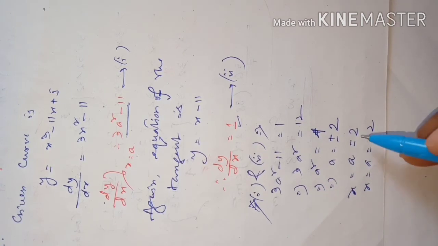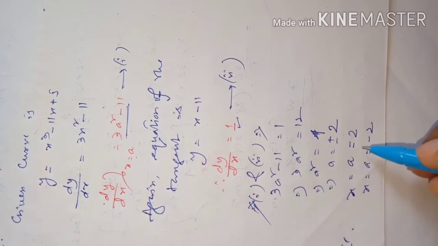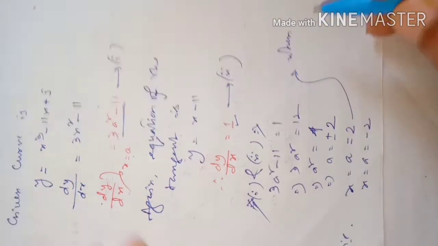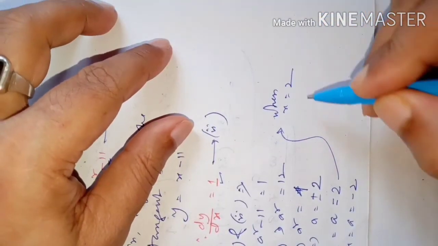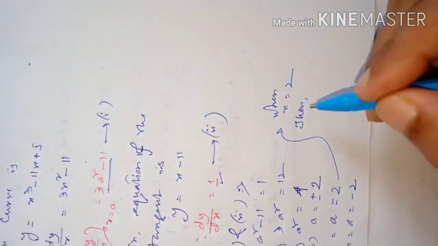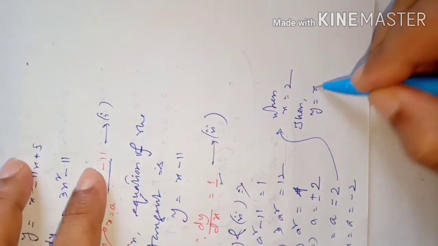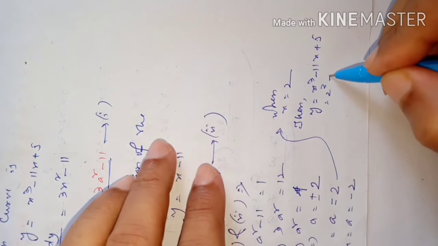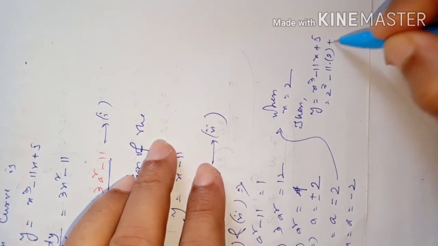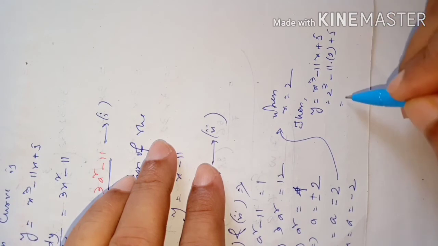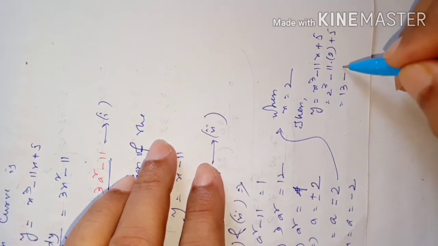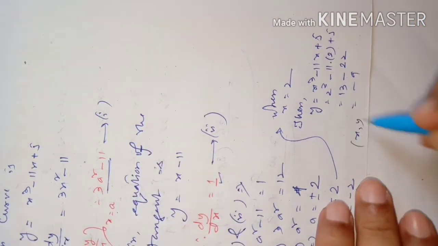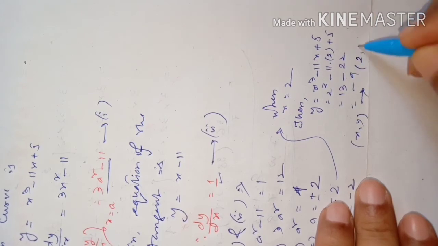When x equal to 2, then y will be equal to, take the equation, from the curve y is equal to x cube minus 11x plus 5. From this, 2 cube minus 11 into 2 plus 5. 2 cube is 8 and plus 5 is 13, minus 11 into 2 is 22, that is equal to minus 9. So one point, the x y pair, is 2 comma minus 9.